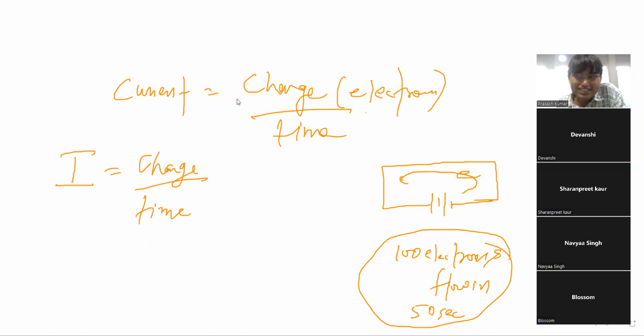But I gave you charge. Charge has a unit of coulomb, but I haven't told you the charge. I have told you the number of electrons which are flowing. Now I'm connecting these.